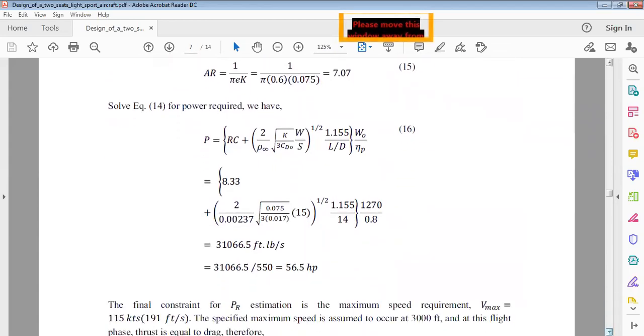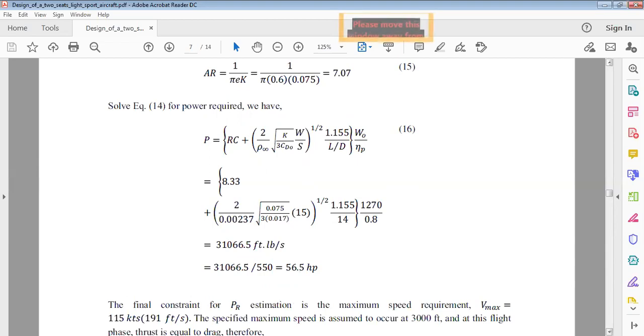And for specific consumption, you can see that we have P is equal to RC by 2 by rho infinity K by 3 CD naught, W naught by S to the power of 1 by 2, 1.155 divided by L by D, W naught by eta P. So when I substitute all the values here, how much do I get? That is 3,1066.5 divided by 50, that is 56.5 HP. This is the power required.